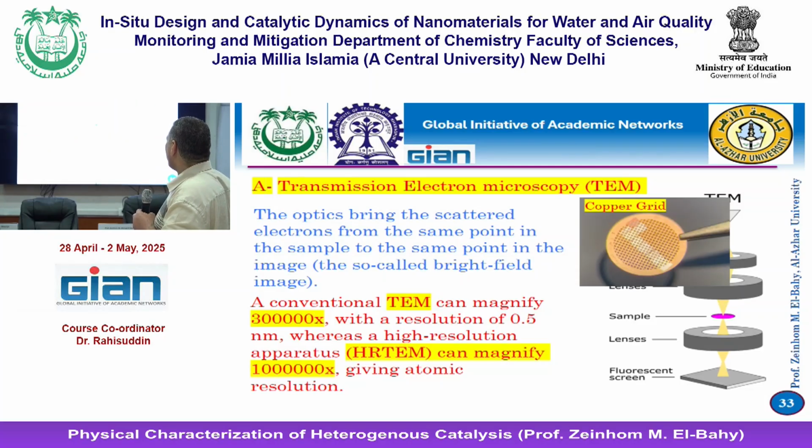I'll show you what the common parts in a microscope are. The first one is the electron source. The second one is the condenser lenses. Both are condensers. Then the objective lenses.